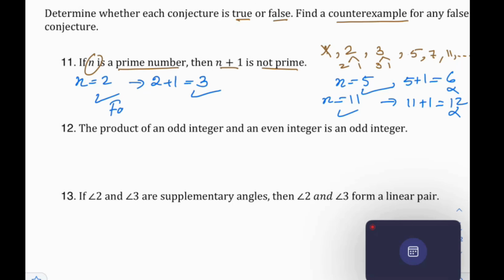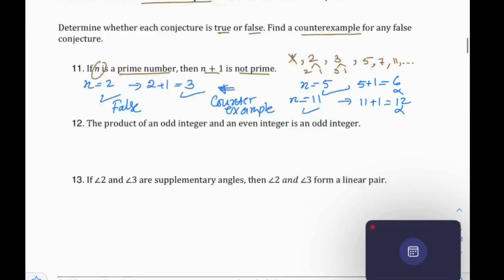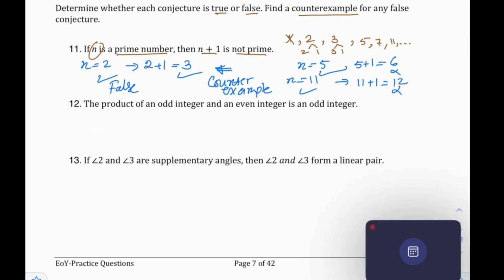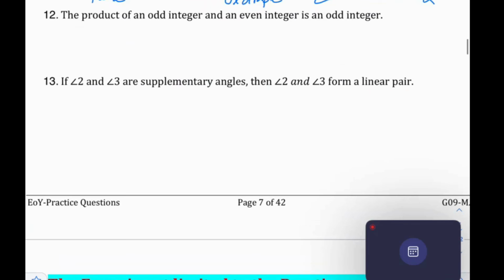So the statement is false, and this example that I have written is called the counter example. A counter example is the example that shows, that proves, that demonstrates that the conjecture is false, that proves my opinion. So I'm saying it's false, so I'm providing evidence. This evidence is called the counter example.